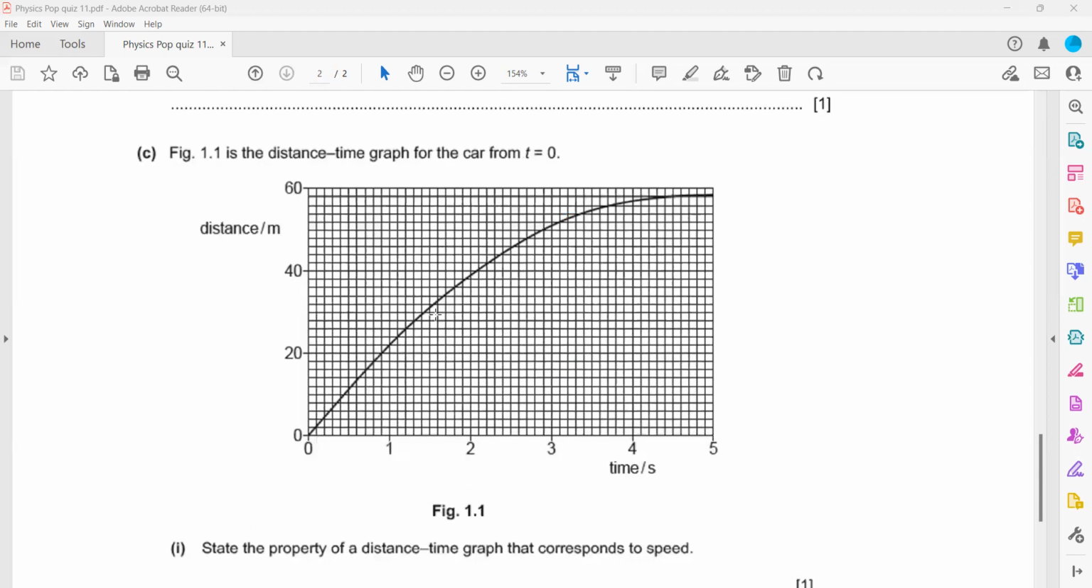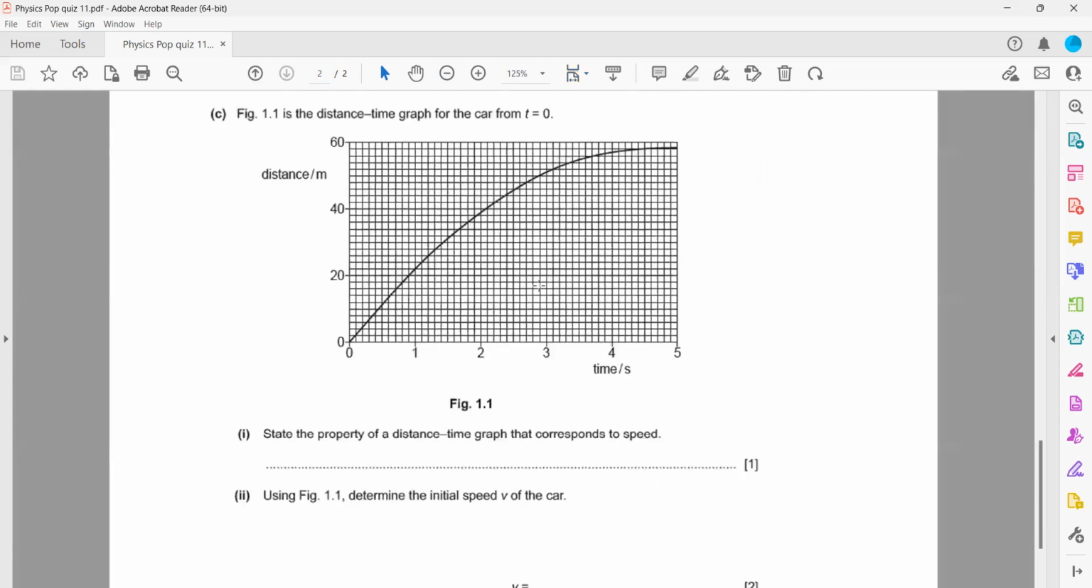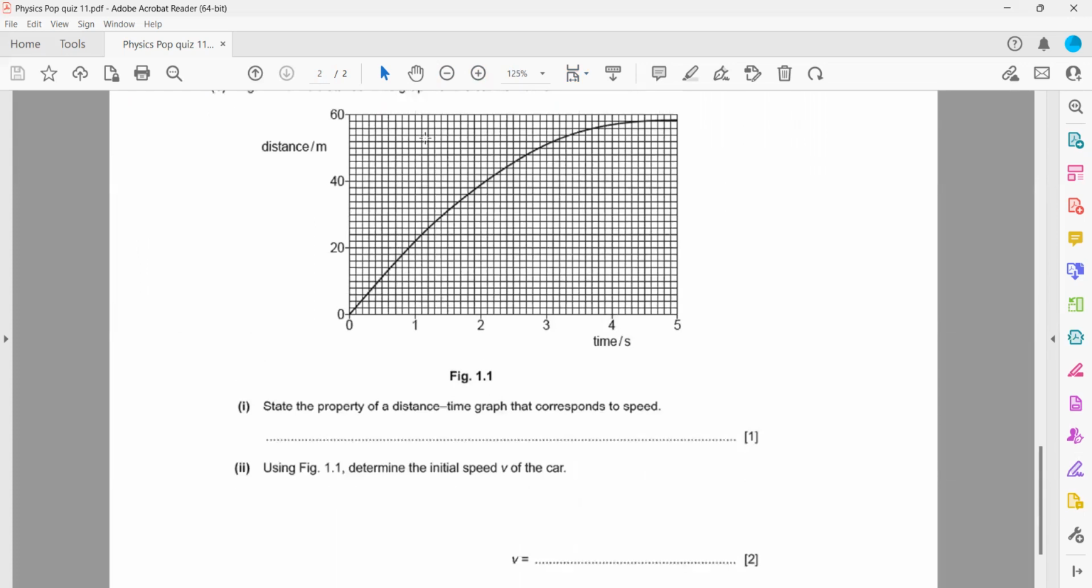Figure 1.1 is a distance time graph for a car at t equals 0. State the property of a distance time graph that corresponds to the speed. So distance time graph, what represents the speed? The gradient represents the speed. And determine the initial speed. So we want to determine the speed in this part.